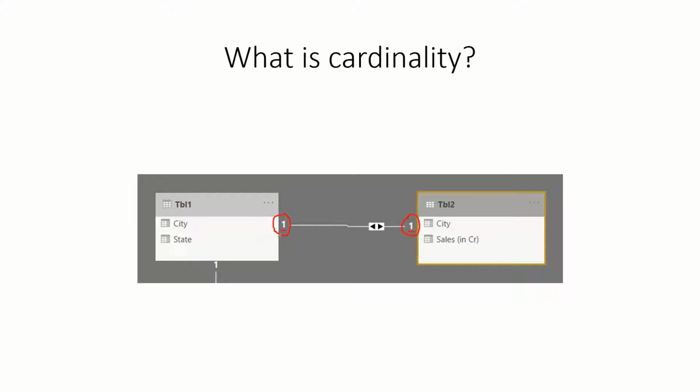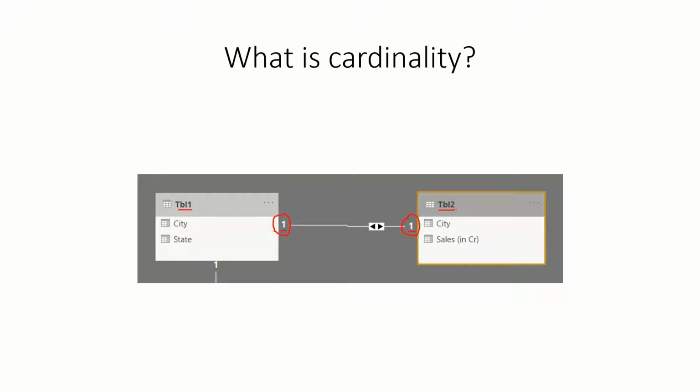So for this join between table 1 and table 2, it's 1 to 1 cardinality. Now what does this cardinality mean here? It means that one row in table 1 will only join to one row in table 2. I'll just repeat: the cardinality 1 to 1 here represents that one row of table 1 will only join to one row in table 2. That is what the cardinality defines.